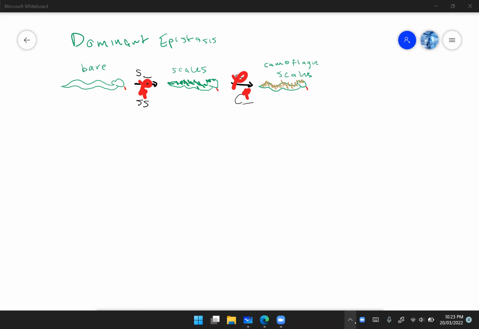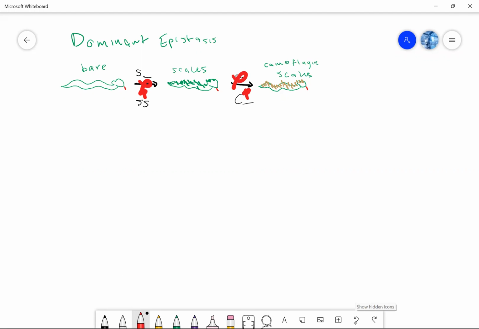Having any dominant allele at the C locus is going to prevent you from creating camouflaged scales. You'll obviously still make regular scales, but that's only if you are able to get through this checkpoint. You get through this checkpoint by having a dominant allele at the S locus, and you get through this checkpoint by having a homozygous recessive genotype, 2 recessive alleles at the C locus. That's what makes camouflage scales.